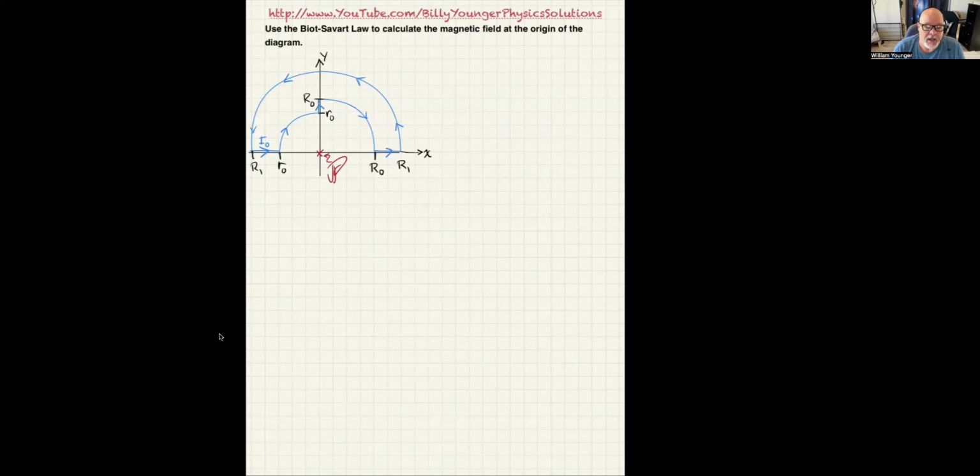And we just have to use the right hand rule to figure out which ones of those are plus or minus. And point P is the center of curvature for all three of the arcs: the arc of radius R0, the arc of radius capital R0, and the arc of radius capital R1. And we're going to go ahead and solve it as follows.